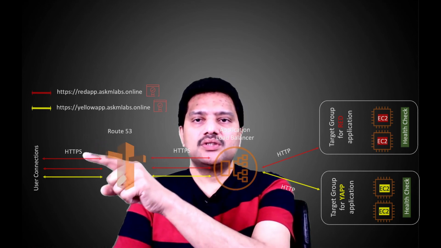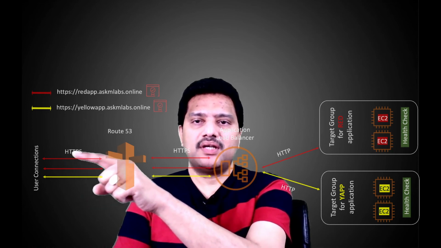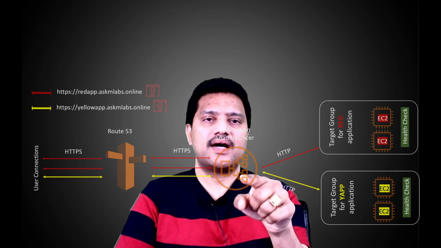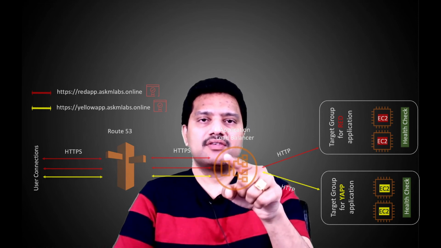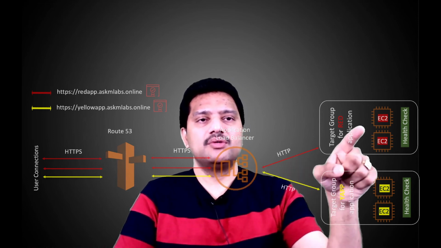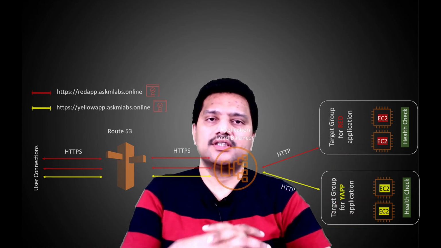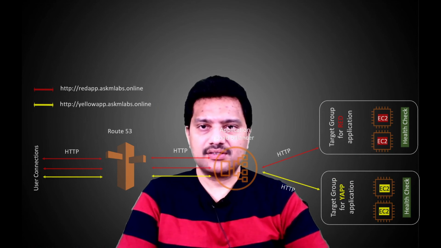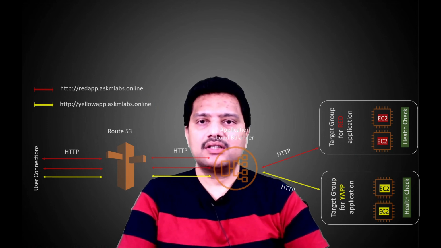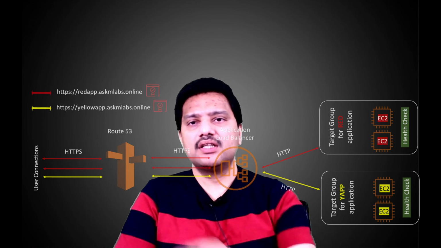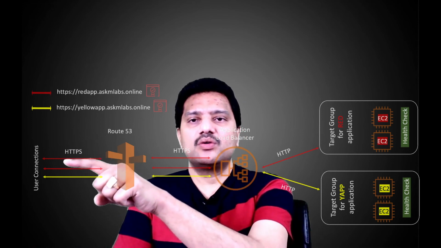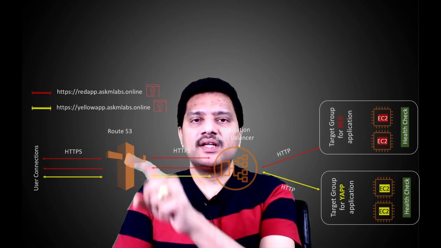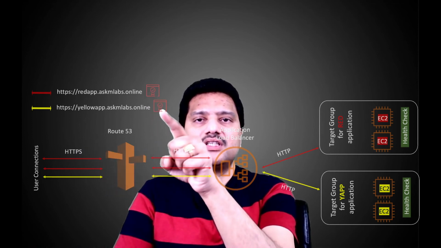The users are using the HTTPS protocol, Route 53 then forwards the request to the load balancer, and from there the request will be forwarded as HTTP to the EC2 instances. So, this is my existing setup and this is my target setup. In the target setup, we are going to convert the HTTP connection to the HTTPS connection. One key thing that you need to note is these two.